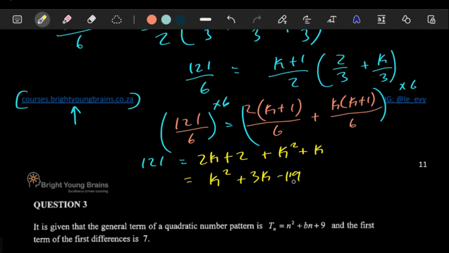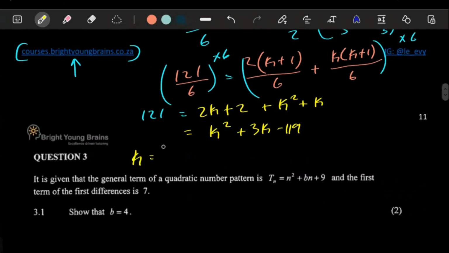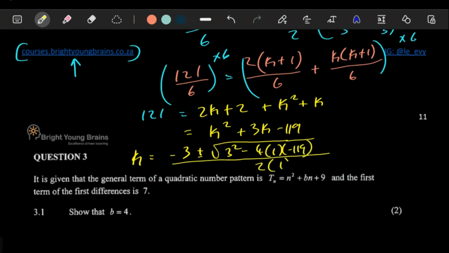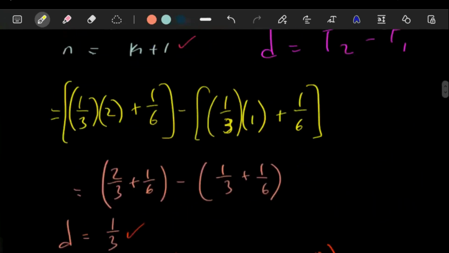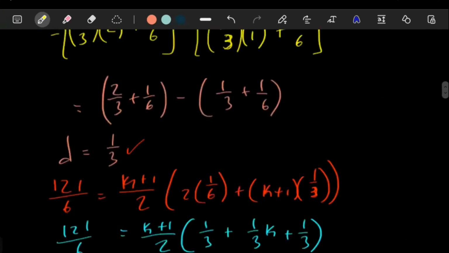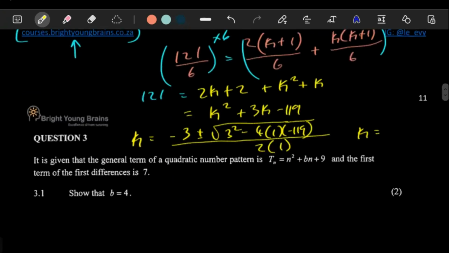We might as well just work it out using the quadratic formula. k is equal to minus b plus minus the square root of b squared minus 4ac, the whole thing over 2a. So let's see our values of k. Hopefully we get something that looks normal, because it should actually be a positive whole number. Otherwise we did something wrong. Negative 3 plus the square root of 3 squared minus 4 times 1 times negative 119, over 2 times 1.